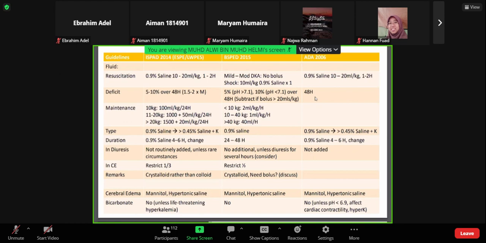In general, this is about saline. What fluid you should give is saline. Give saline without dextrose. Remember, you give saline without dextrose, unless the blood glucose is reducing to less than 16 or less than 15, then you may need to add D5.